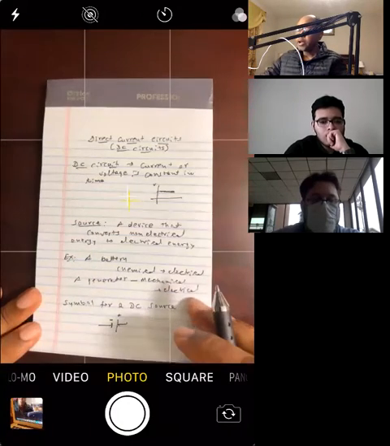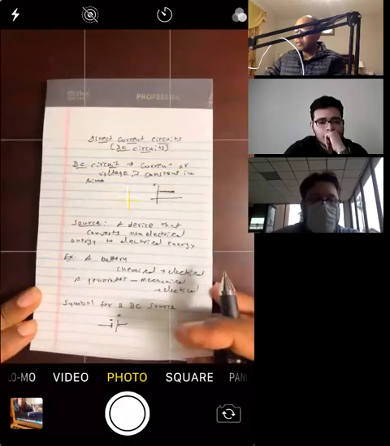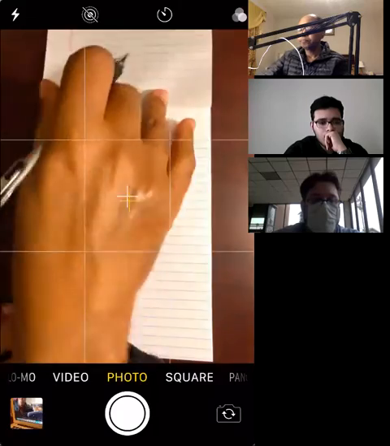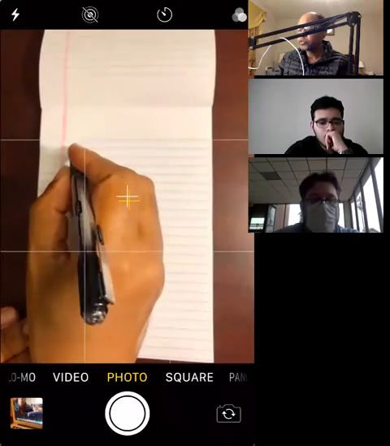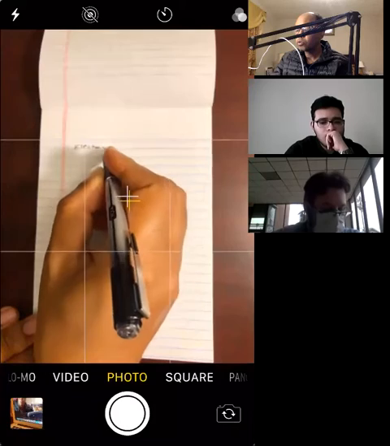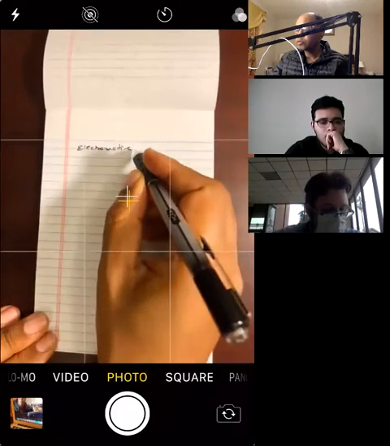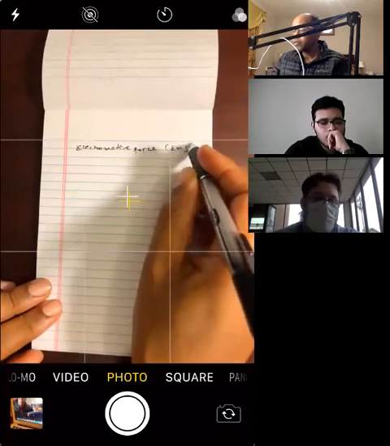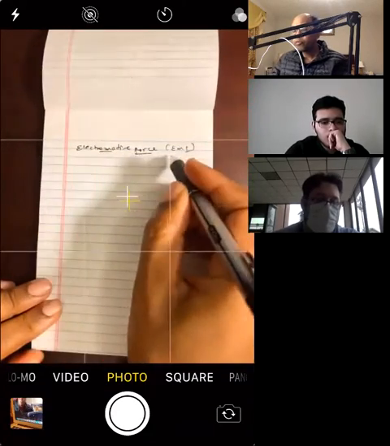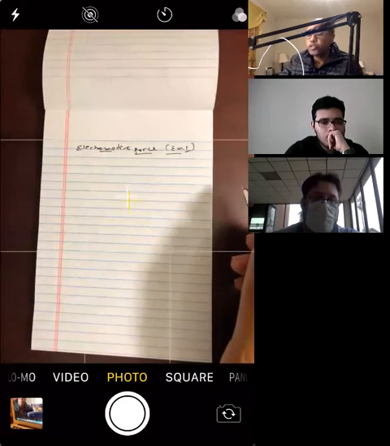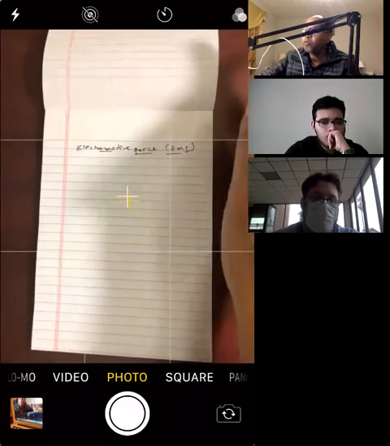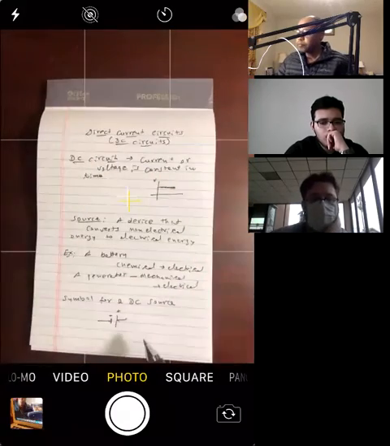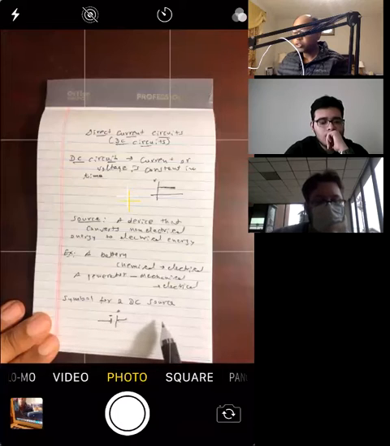Now, let's define the EMF of the source. Electromotive force, which we abbreviate by EMF. This is defined to be the work done by a source per unit charge to take charges from one terminal to the other. So what a source does is it takes charges from one terminal to the other.